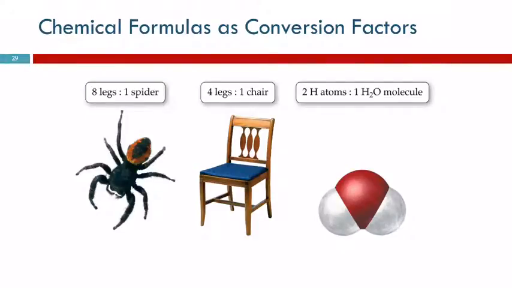We can do problems like this with other things. We could ask, well, if you had 2 spiders, how many legs would there be? Well, we know there are 8 legs per spider, right? So 2 spiders times 8 legs per spider. And we know that we multiply because we want the units to work out. So spiders cancel and we end up with 16 legs.